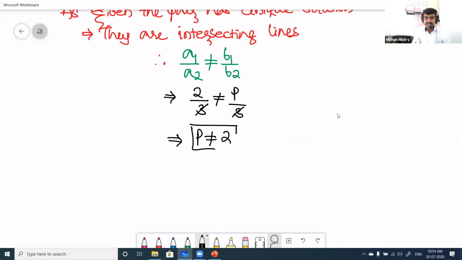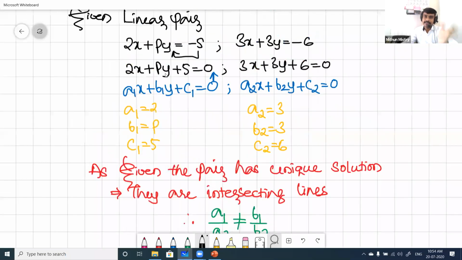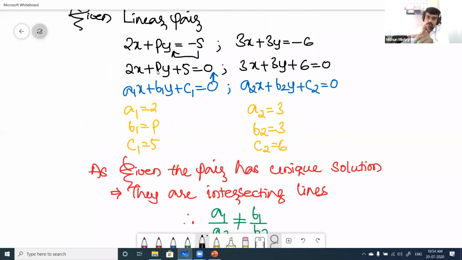That means in the place of P, you should not keep 2. Other than 2, whatever number you keep, it will be intersecting lines. So other than 2, whatever you keep, they will become intersecting lines.